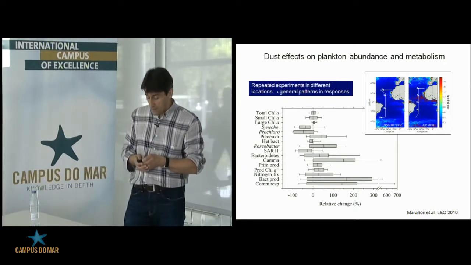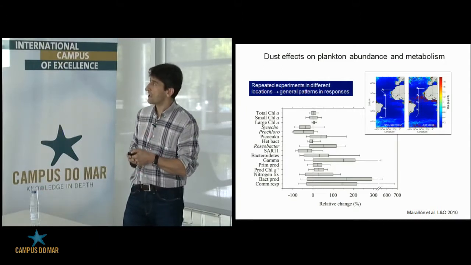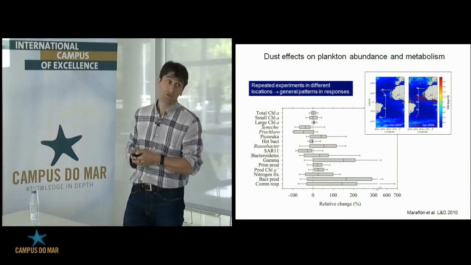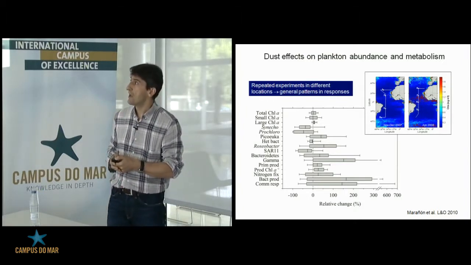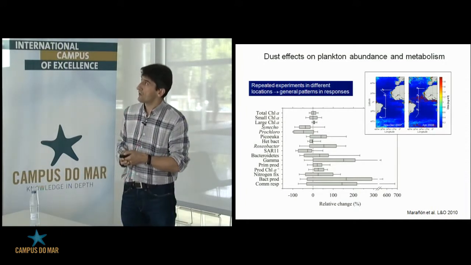And within the metabolic rates, interestingly enough, it is the bacterial rates, such as bacterial production and community respiration, which is typically dominated by bacteria, which tend to respond more, even more than nitrogen fixation or primary production.